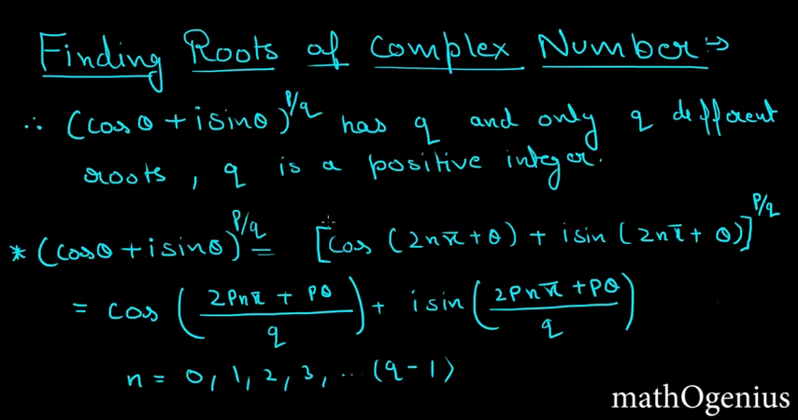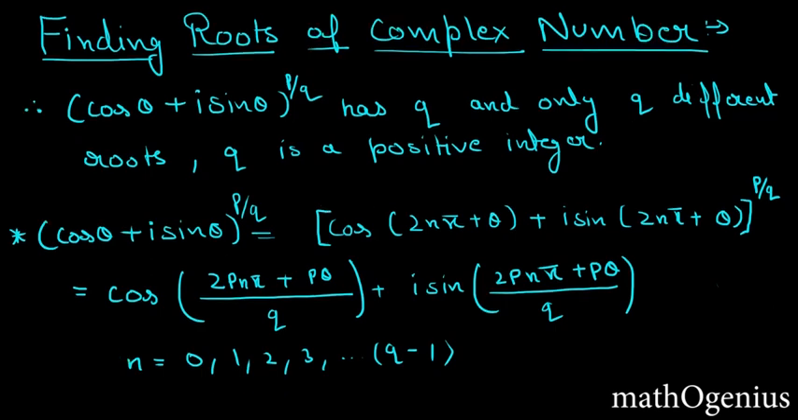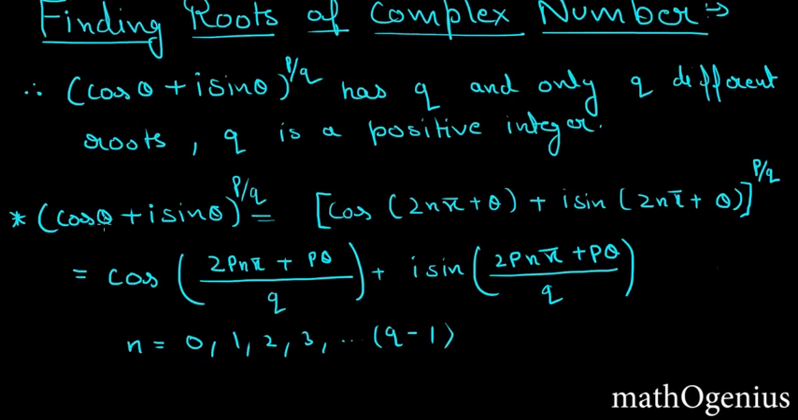So how will we find those different roots? This is the method to find those different roots. What we will do is this. Let's write this theta in terms of this. This is the same thing. This is the period of cos theta and sin theta, so this does not change the value of cos theta and sin theta. Then we will use De Moivre's theorem to take this power down, and it will become this.